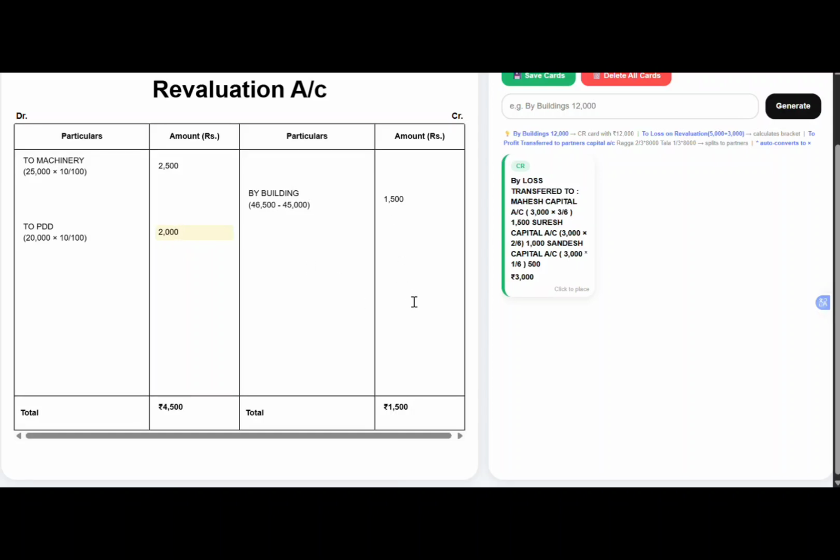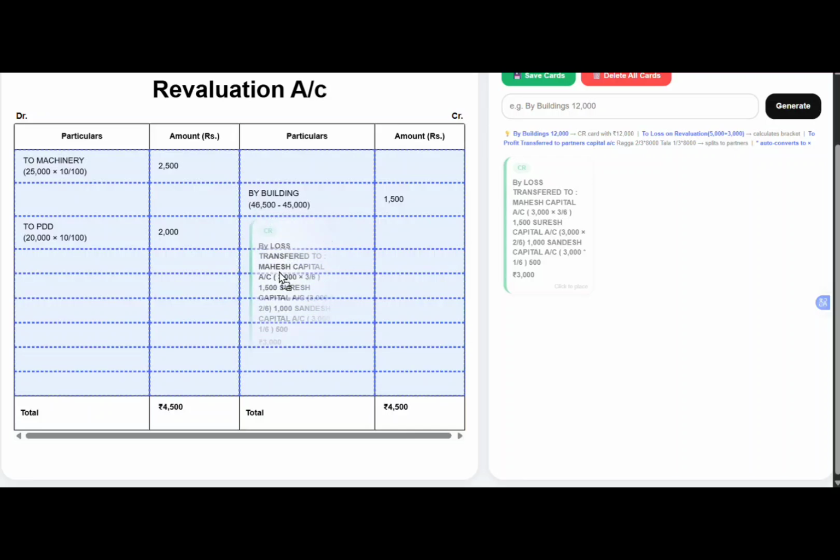Now, all the adjustments are done. When you have to take the total, you have to find the balance now. Check the totals here. Debit side is 4,500, credit side is 1,500. So write the highest total on both sides, 4,500, to balance the revaluation account. On the credit side the total is 1,500, so it is not balancing, and we need to balance it. The credit side is lesser, so it is 4,500 minus 1,500. That will be the loss.